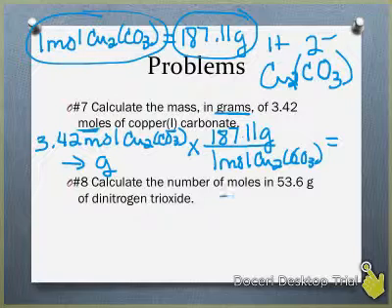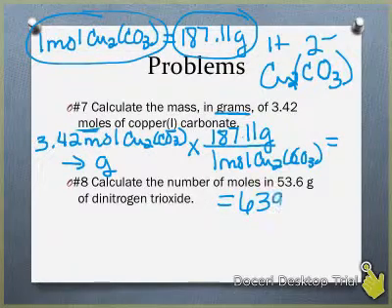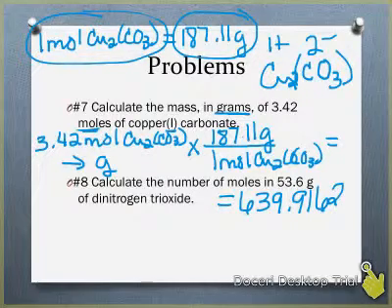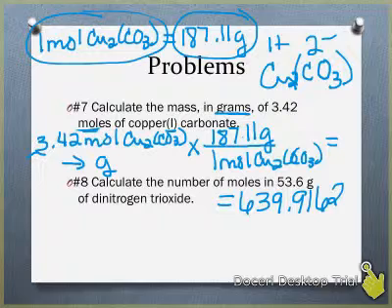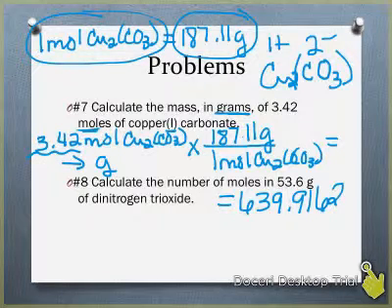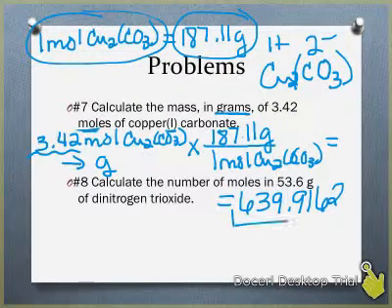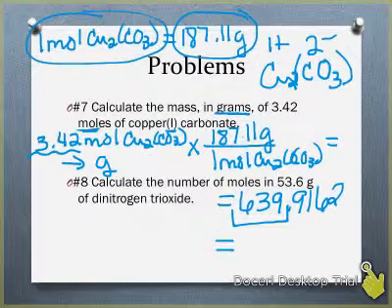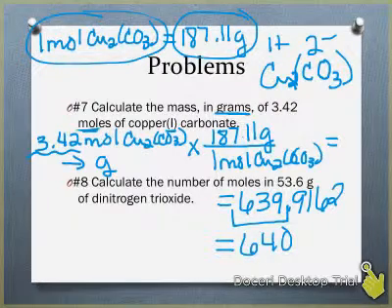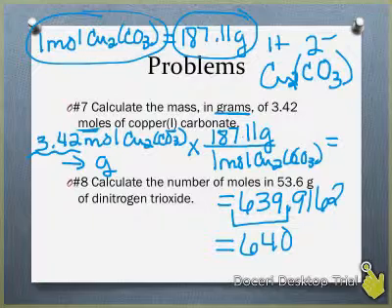And we get 639.9162. Is that going to work? No. How many sig figs do I have to start off with? How many do I get to keep? So what is my rounded answer going to be? 640. Uh-oh. That doesn't have 3 significant figures. That only has 2. How do I fix that problem?